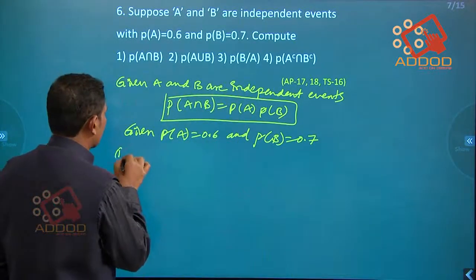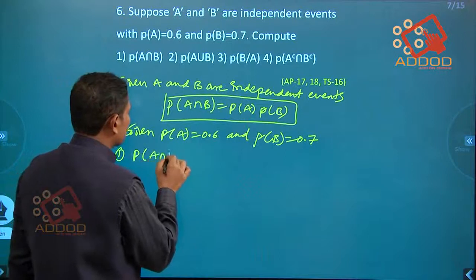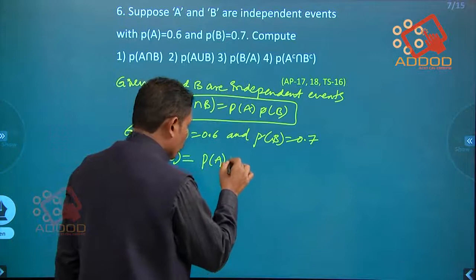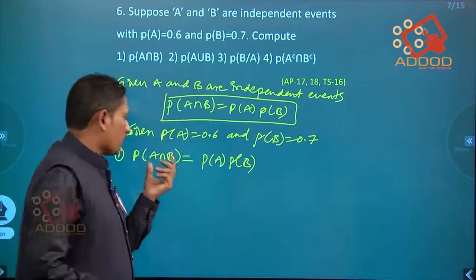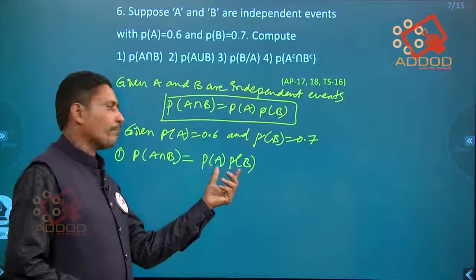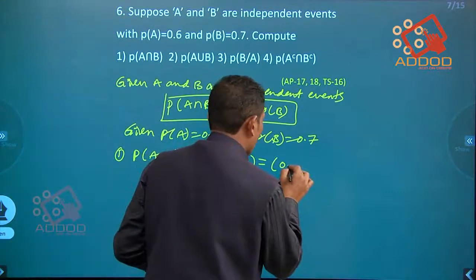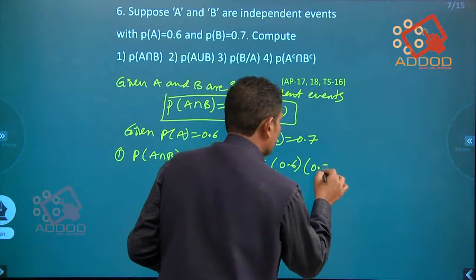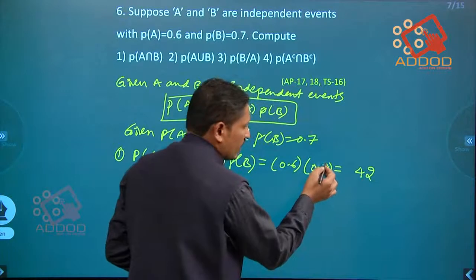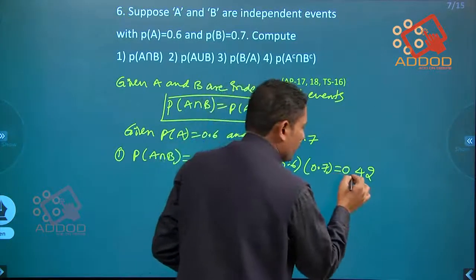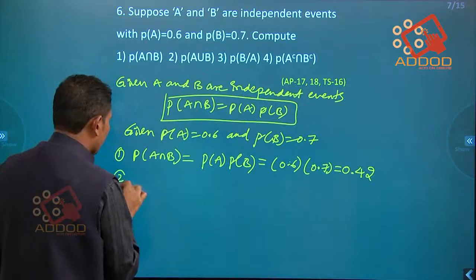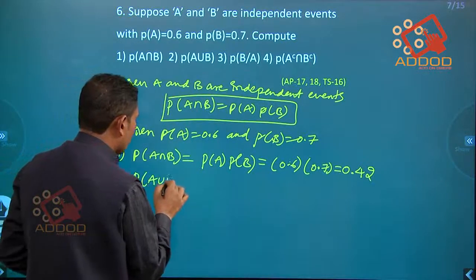Now the first part is asking P of A intersection B, nothing but P of A into P of B. Because here both A and B are independent events, then A intersection B is written as P of A into P of B, nothing but 0.6 into 0.7. Now 6 sevens are how much? 42. But the decimal point: 1 place here, 1 place there, the total will be 2 places. So 0.42.